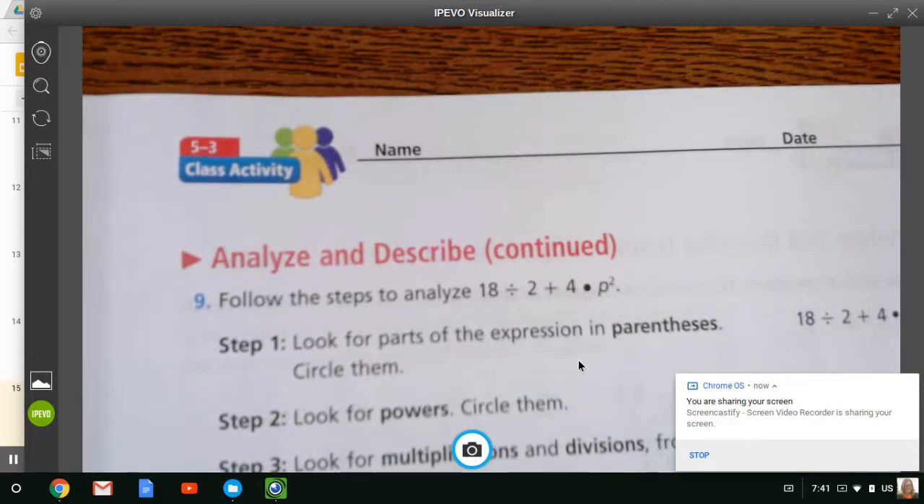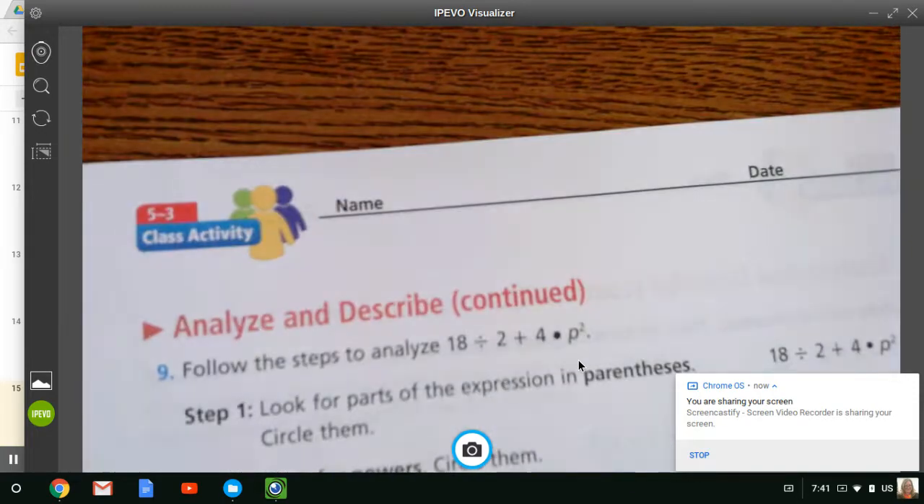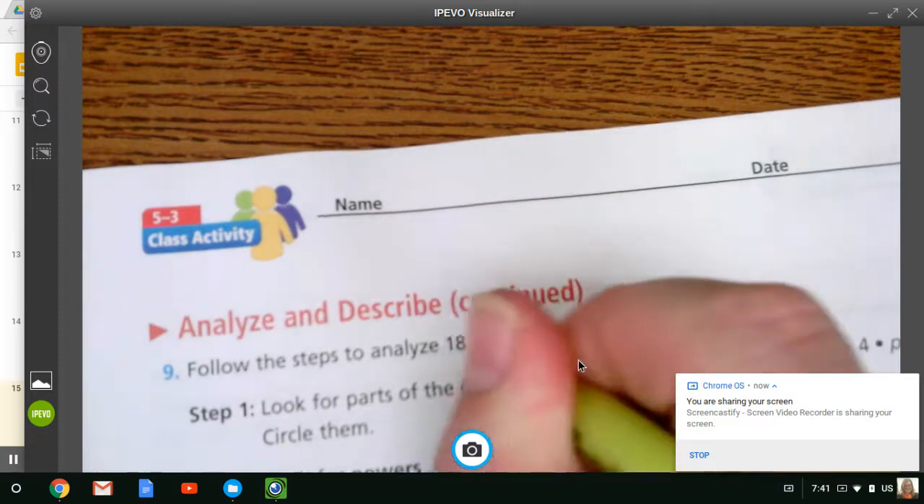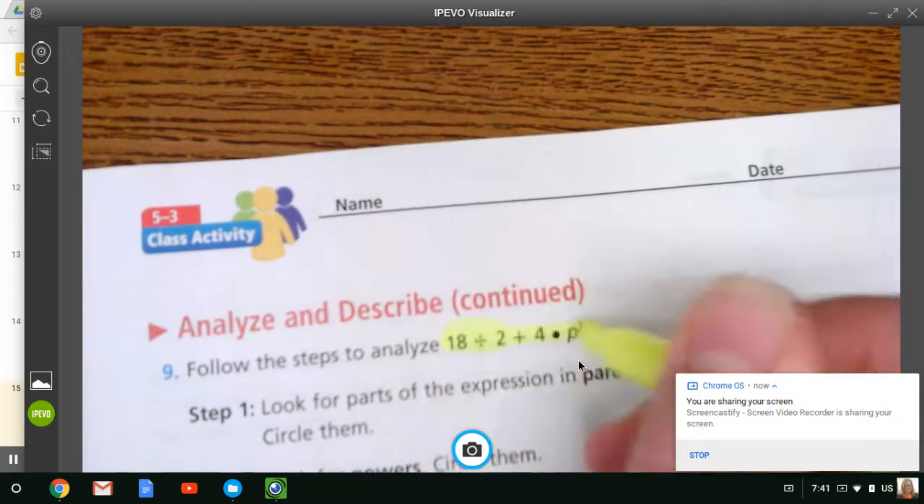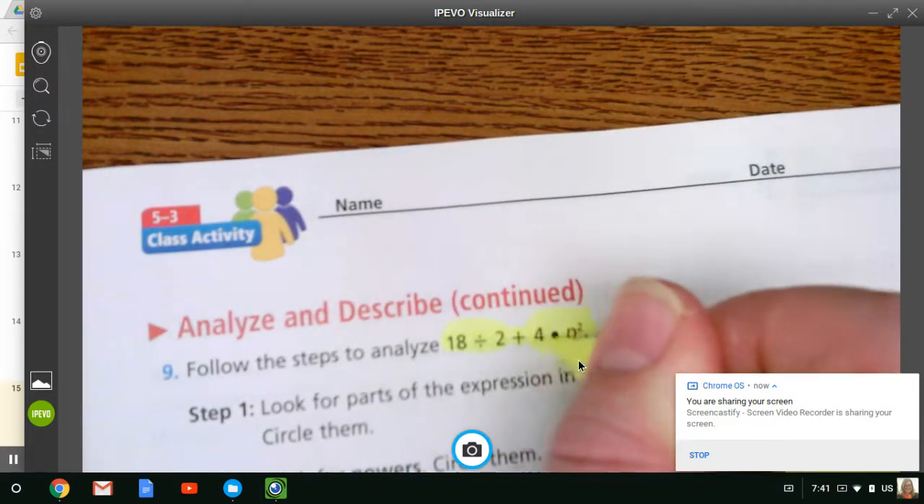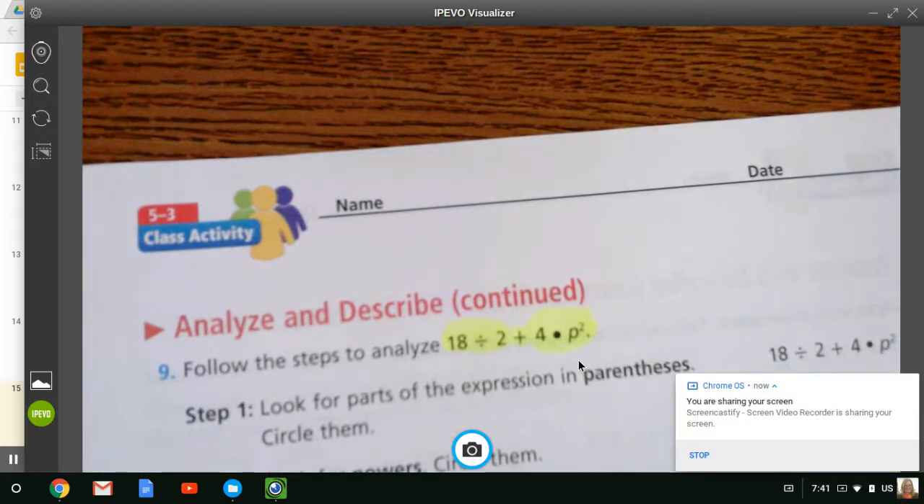Let's give it a try. We're on page 173. Let's try these steps here. We're still analyzing and describing. So now we will be following the steps to analyze 18 divided by 3 plus 4 times p to the second power.